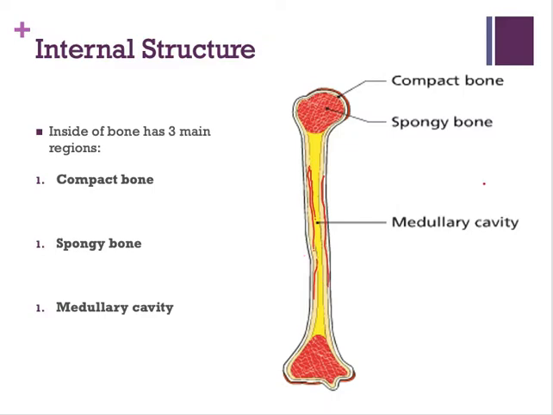And then inside that, at the epiphysis, or at the top of the bone, you have spongy bone. So here's our spongy bone up at the top, which is shown as red in this diagram, and spongy bone down at the bottom. And then you have a hole in the middle of the bone called the medullary cavity.